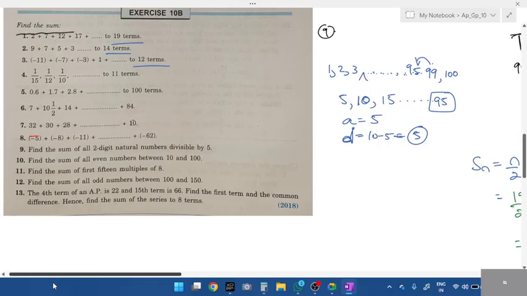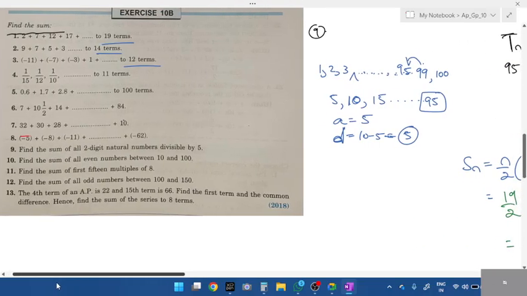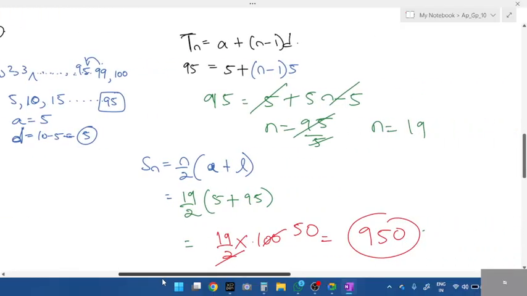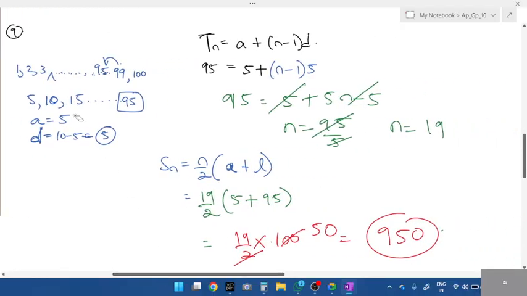Okay, where did we go wrong? Find the sum of all two-digit natural numbers divisible by 5. So we took 5, 10, 15, 20. The formula is a plus n minus 1 times d, and the difference is 5. 95 is the last two-digit number, right?